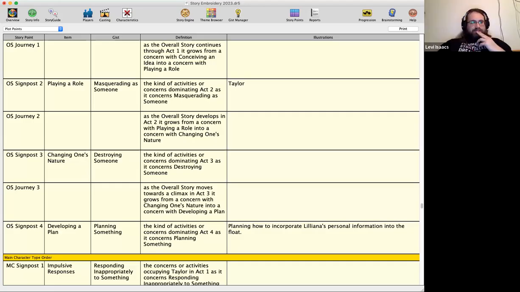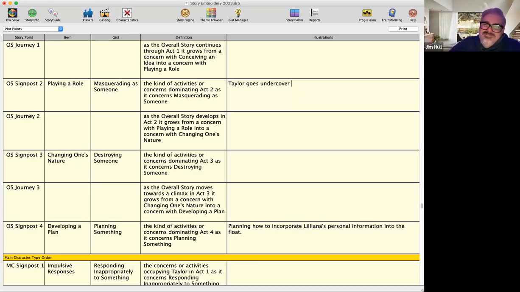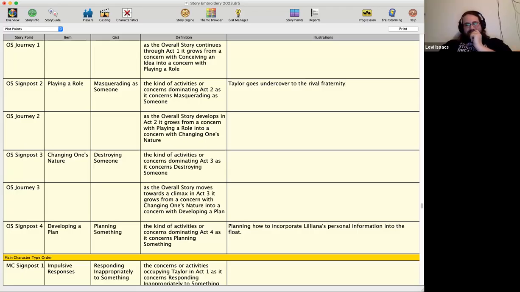And then some random other details that I thought could be good: maybe the float wasn't actually sabotaged by the other group, that it's actually destroyed in a small flood caused by rising sea levels that everybody ignored. And maybe Taylor goes undercover to the rival fraternity. It's not a fraternity, but yeah.